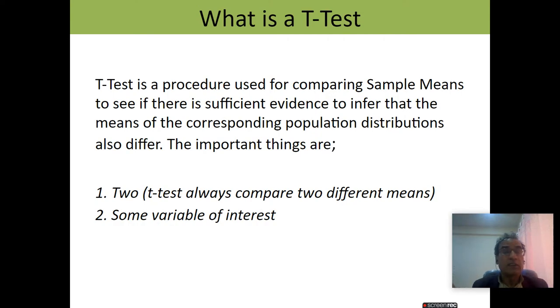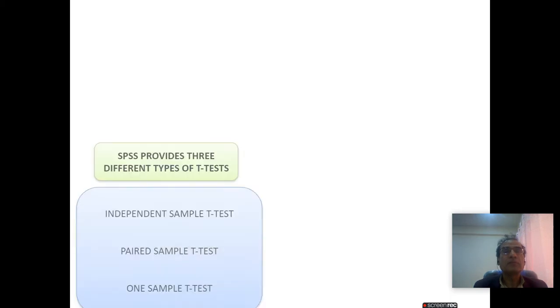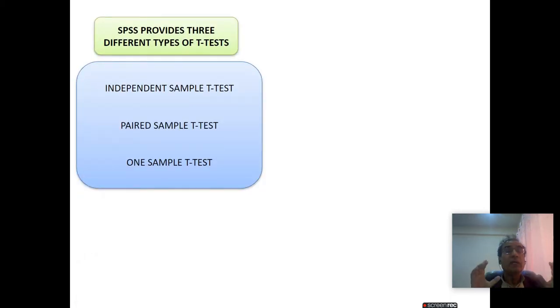T-test also has some variable of interest. So mostly we use SPSS for applying the t-test. SPSS saves our time and energy, and if we do not have sufficient knowledge of statistics, no problem. We can find all the results using SPSS.